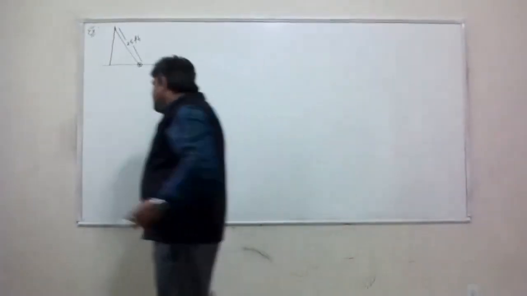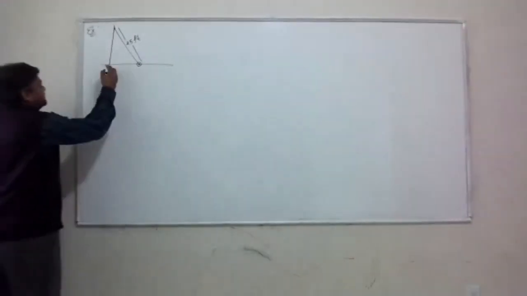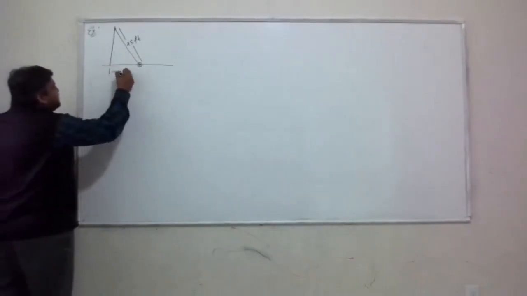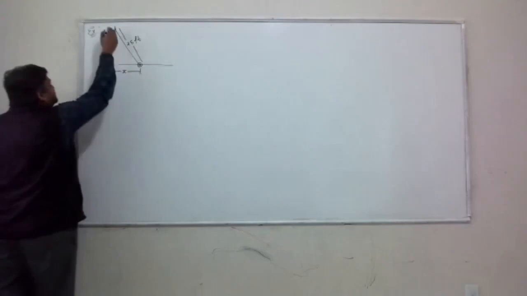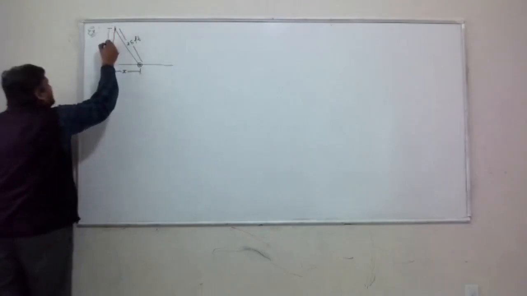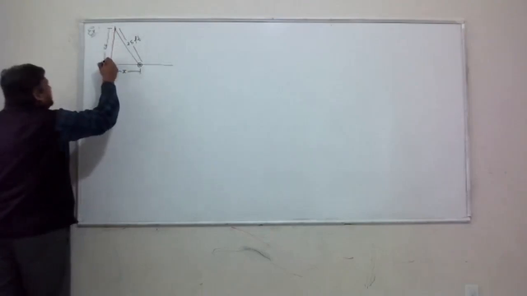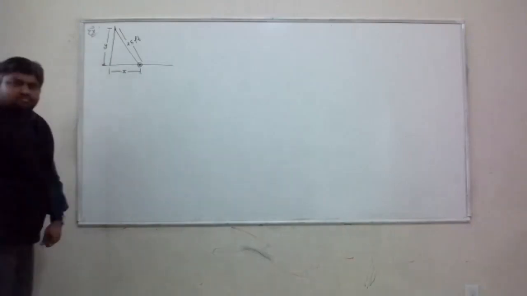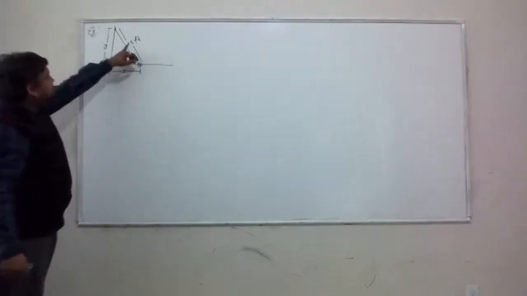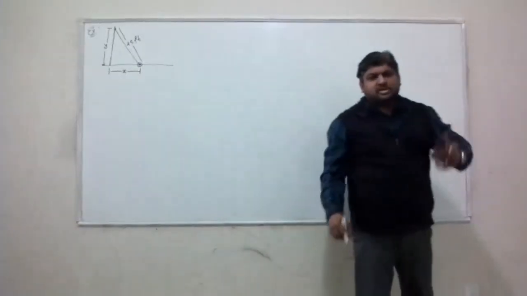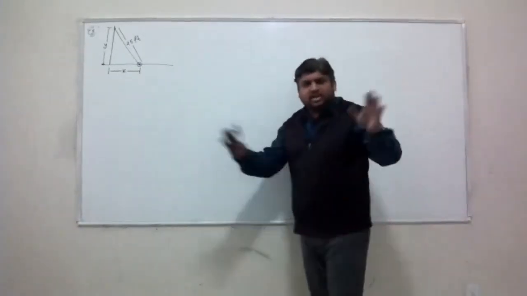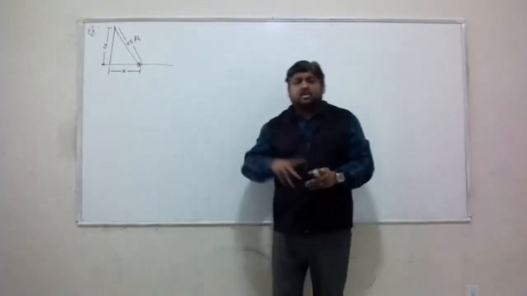I'm simply going to label them by variables. So suppose the distance between the bottom of the ladder and the building is x units, and the distance between the top of the ladder and the ground is, let's say, y units. All right, and the length of the ladder is 25 feet. Let me give you some information. All right, so here is the problem statement.